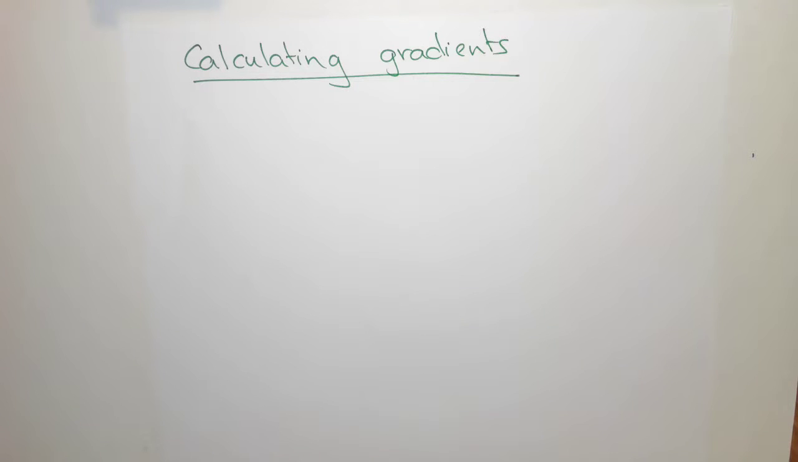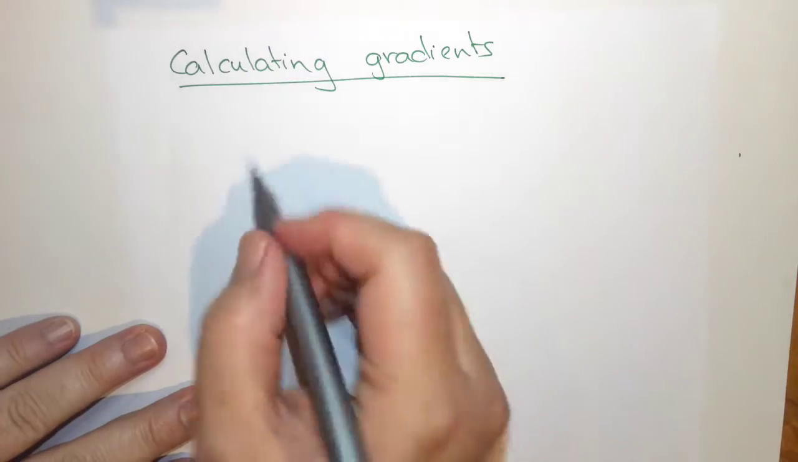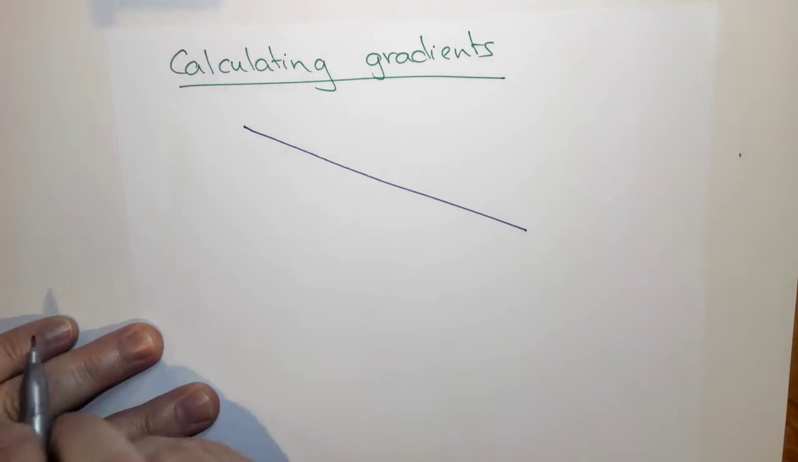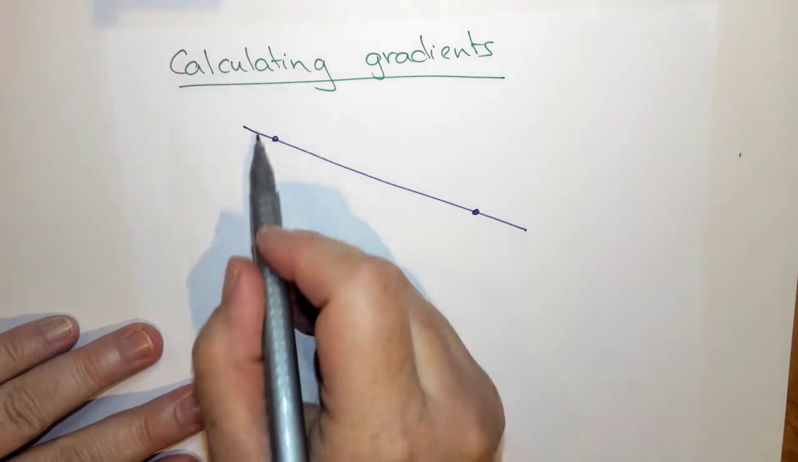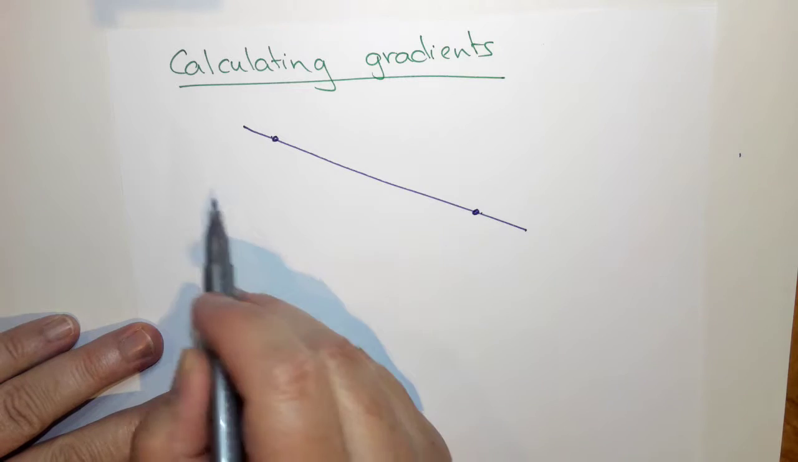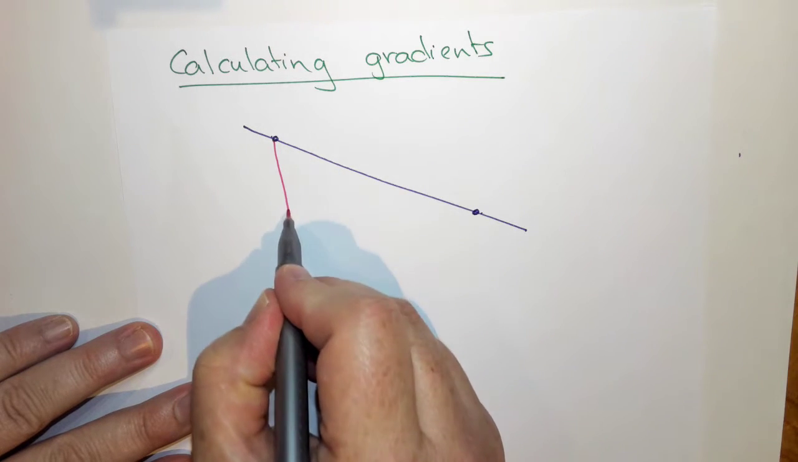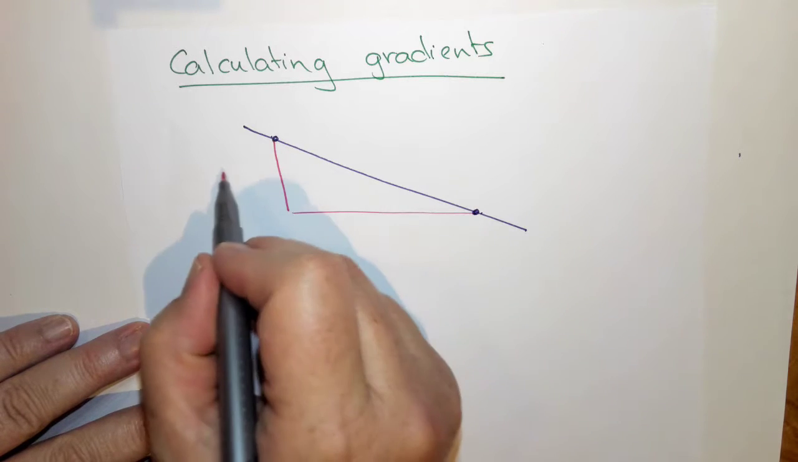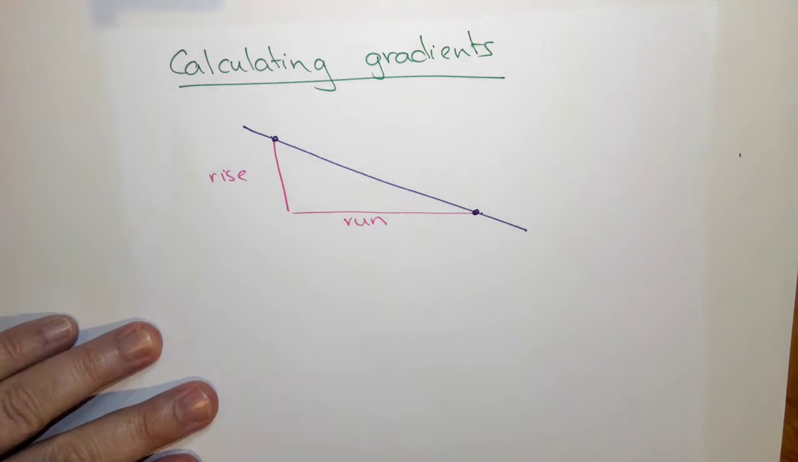Calculate a gradient. So what we want to do, when we say I've got some line, is always find two nice points. I'm going to look at my grid in the background and find two nice coordinate points. When I've got those two nice coordinate points, I can then form my right angle triangle and find out what my rise is and what my run is.